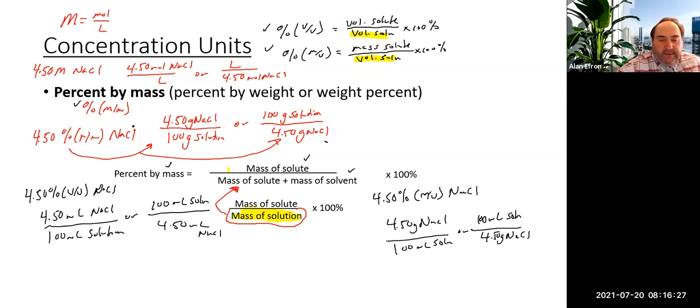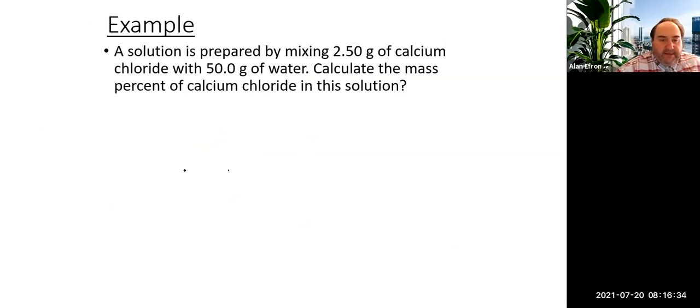So let's take a look at one here and see what we come up with. All right, so why don't you take a second here and calculate the percent mass to mass of this one. So what is the percent mass to mass of a solution prepared by 2.5 grams of calcium chloride with 50 grams of water? Calculate the percent mass to mass.